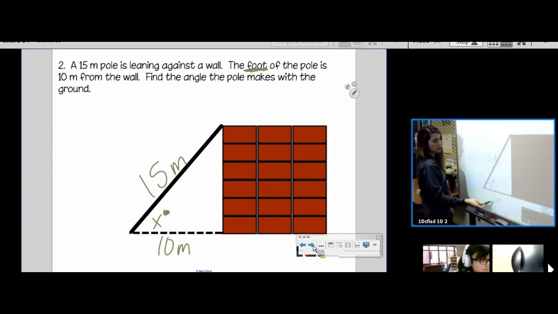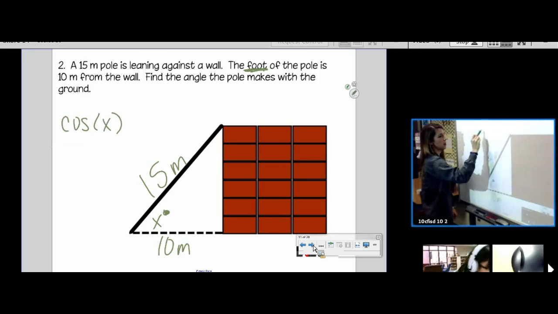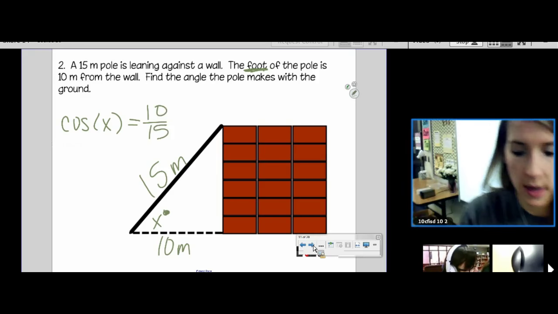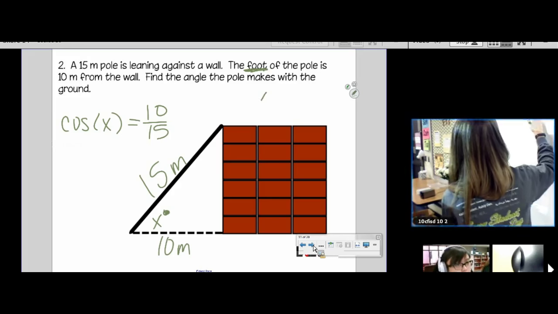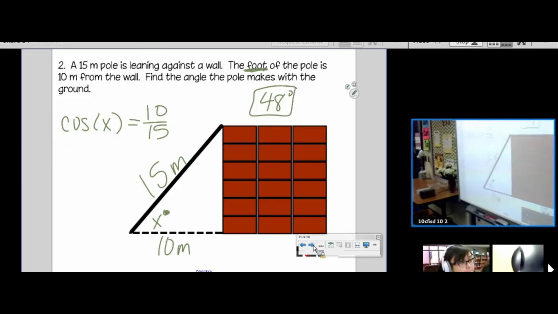All right, we've got adjacent and hypotenuse. Cosine of x equals adjacent over hypotenuse. Inverse cosine, second cosine, 10 divided by 15. And we have 48.19. So that would be a 48-degree angle since we round those to the nearest whole number.